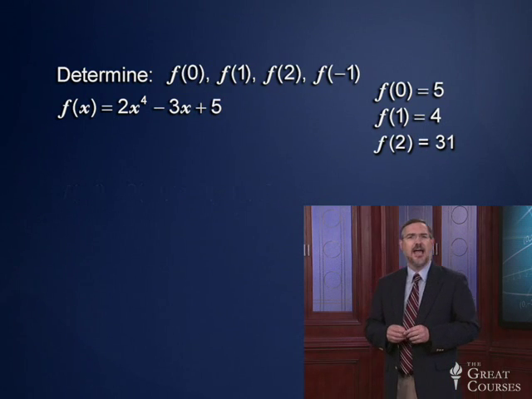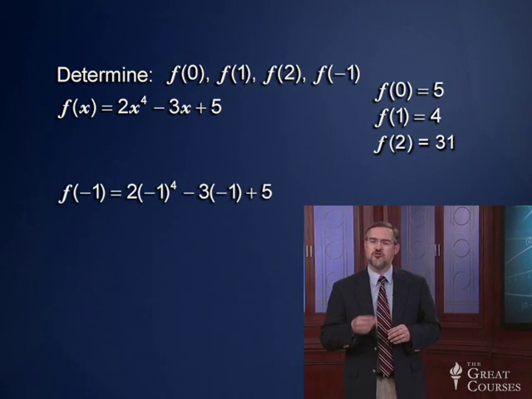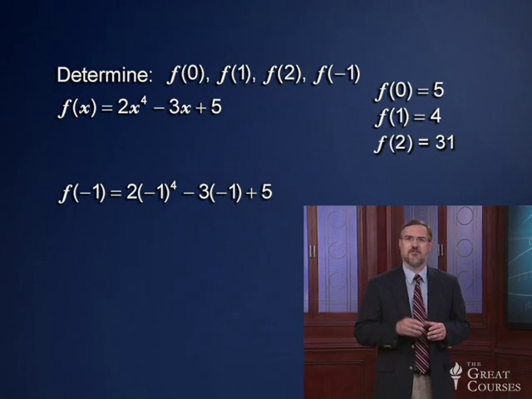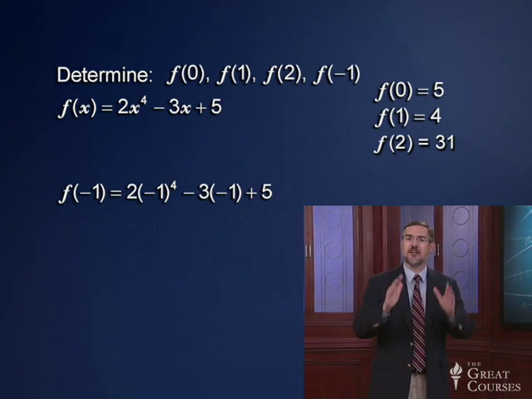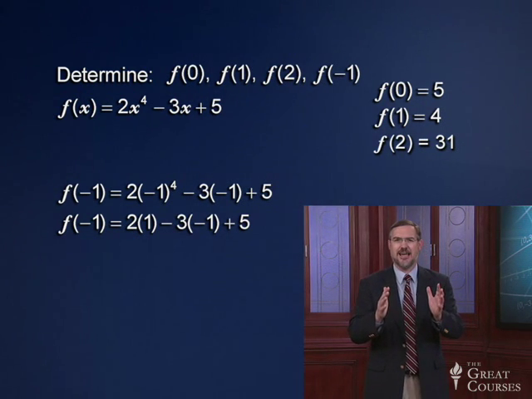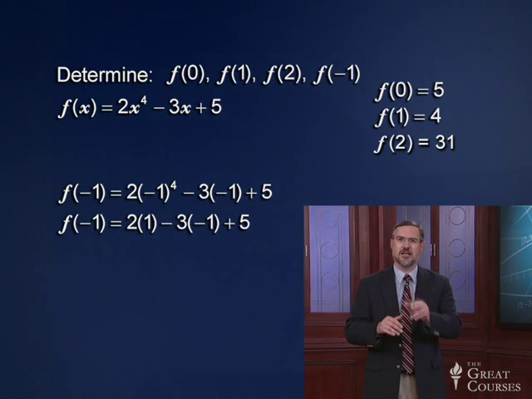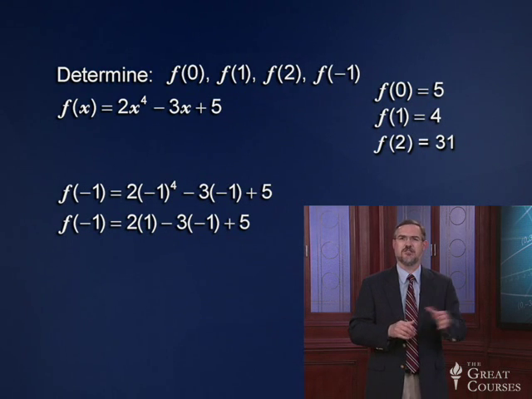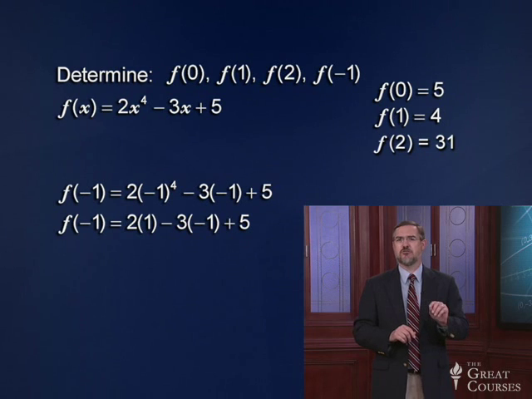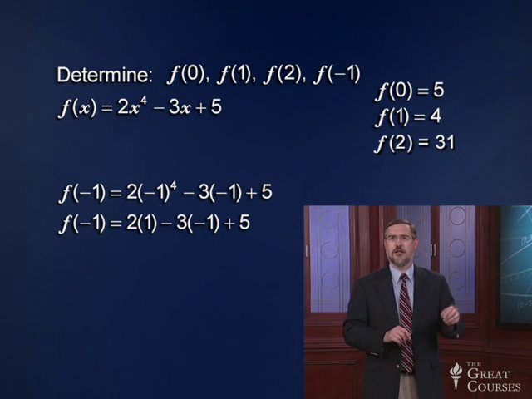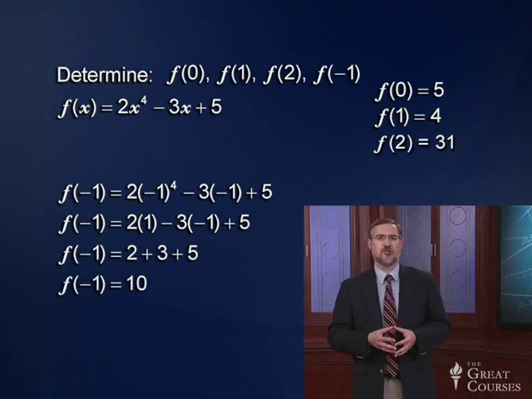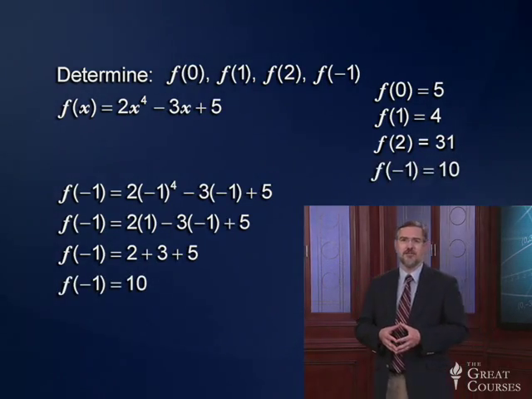And lastly, f of negative 1 is 2 times negative 1 to the 4th minus 3 times negative 1 plus 5. Negative 1 to the 4th is actually positive 1. The power of 4 will cancel out the negatives because negative 1 to the 4th is negative 1 times negative 1 times negative 1 times negative 1. And so we have 2 times positive 1 minus 3 times a negative 1 plus 5, which is 2 plus 3 plus 5, or 10. So f of negative 1 equals 10.